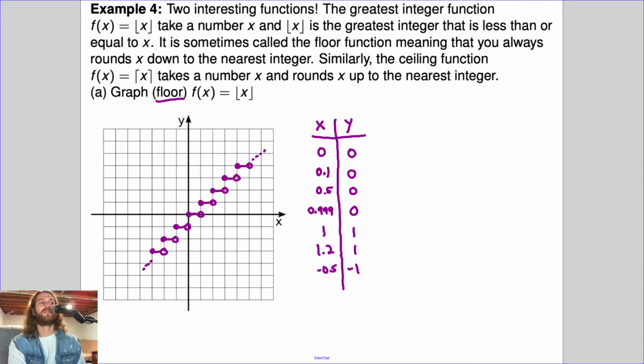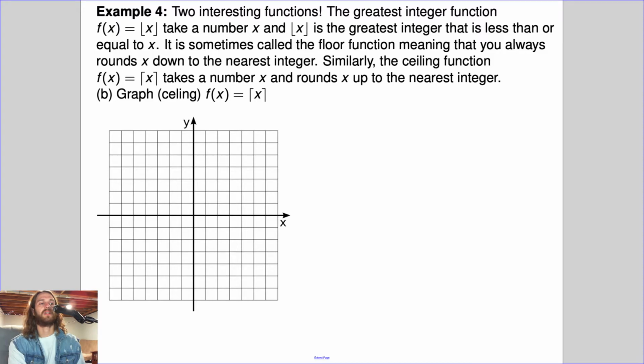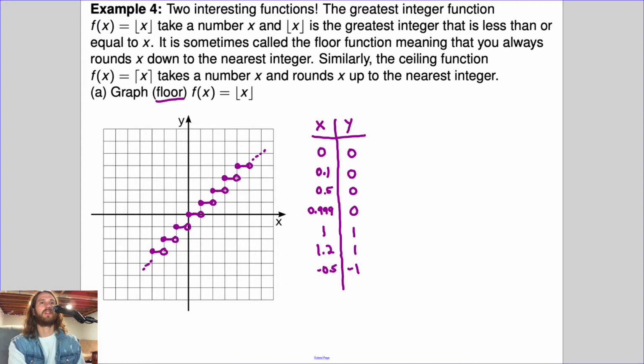And the ceiling function would be basically exactly what you're thinking. So this is the ceiling function. On your assignment, you're going to be transforming the floor function. That'll be fun.